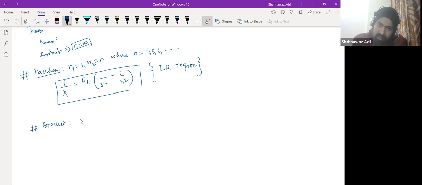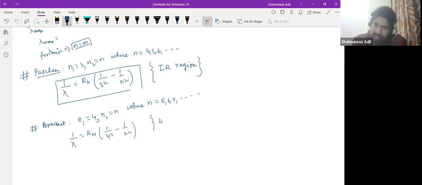For Brackett, n1 equals 4 and n2 is n, where n goes from 5, 6, 7. Then 1 by lambda would be RH (1 by 4 square minus 1 by n square). And again, this lies in the infrared.